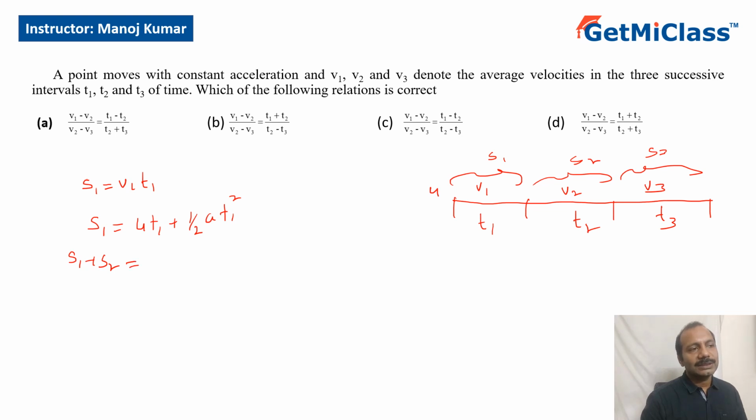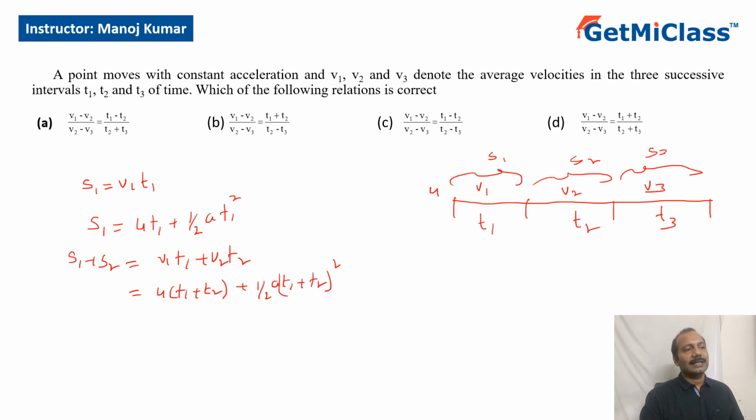Similarly, S1 plus S2 is equal to how much? This can be written as V1 T1 plus V2 T2. So that can be written as U into T1 plus T2 plus half A into T1 plus T2 whole square. This is what we are going to get for S1 plus S2, that is V1 T1 plus V2 T2. Now I need to get expressions where V1, V2 are independent of time, so that I can get only V1, V2 on the LHS.